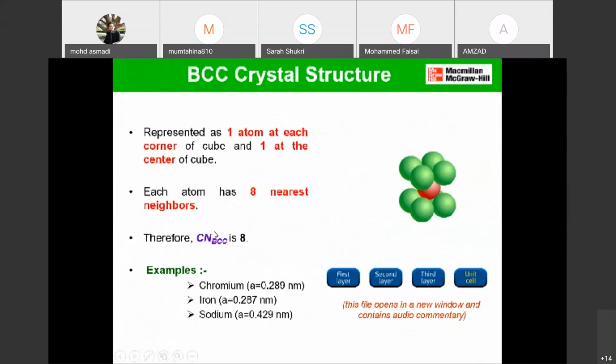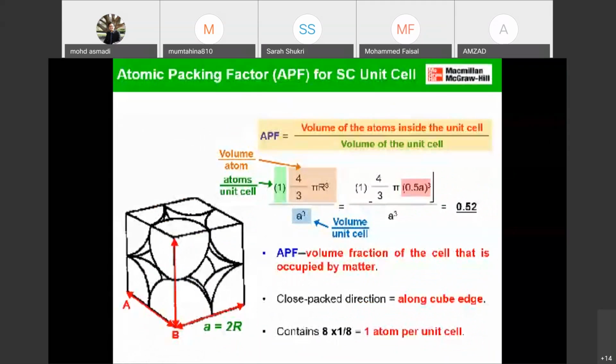Any question about the simple cubic? For simple cubic, a is equal to 2r. Look at this: this one is 1r, so a is 2r. You just substitute here.